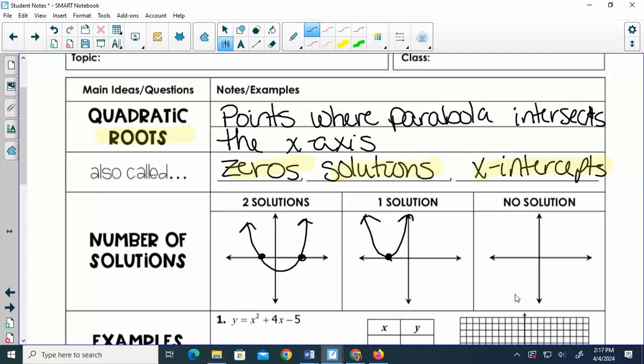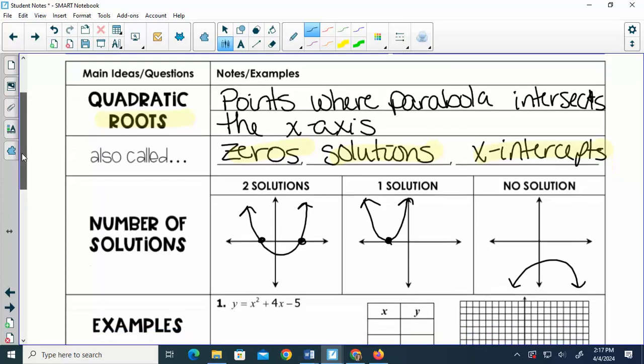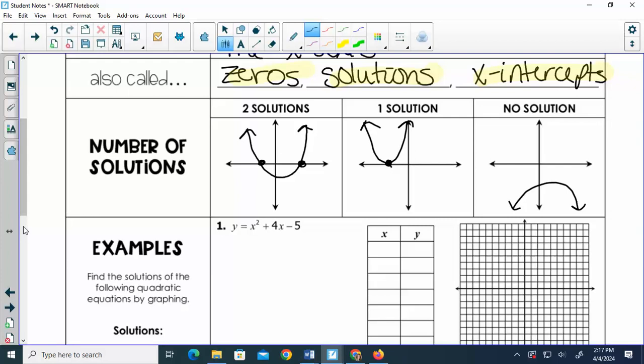It's also possible to have no solution. Like if I gave you maybe this parabola. Does it ever intersect the x-axis? No. So we might get 0, 1, or 2 solutions on these.